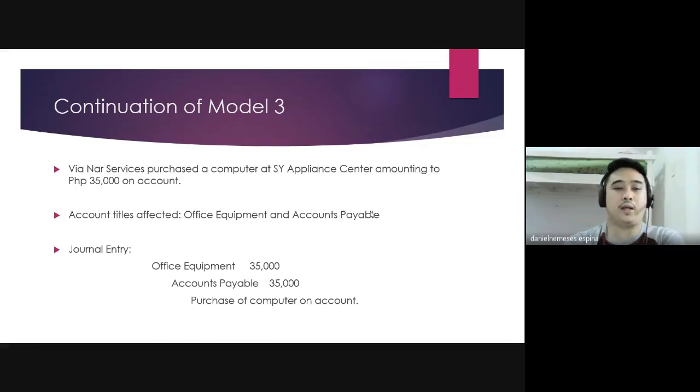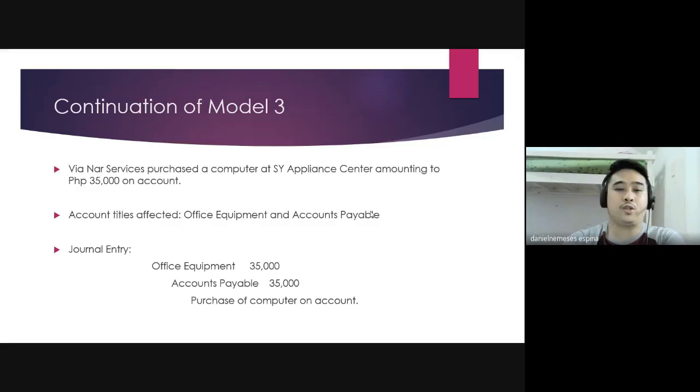So journal entry, you debit office equipment, which is an asset. Kay nag-increase atong asset, so with debit. So office equipment, 35,000. Liability nag-increase, diba? So we credit accounts payable, 35,000. As to explanation, you have purchase of computer on account.